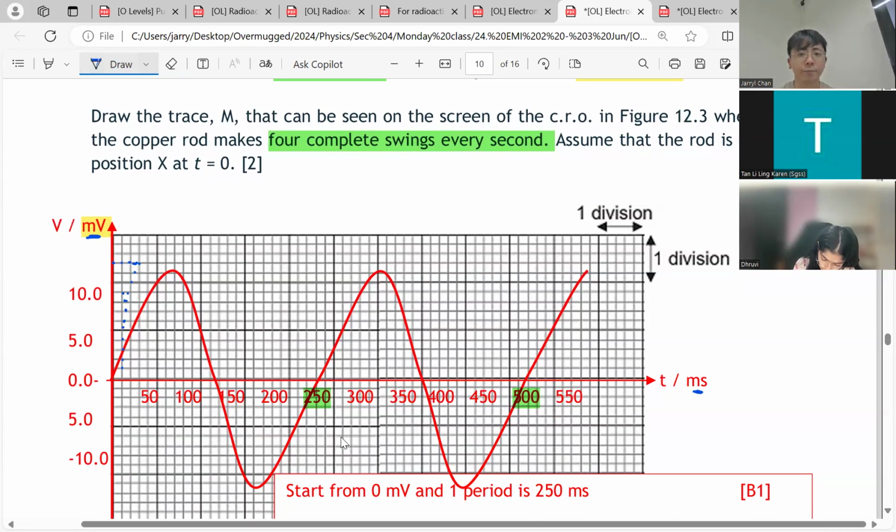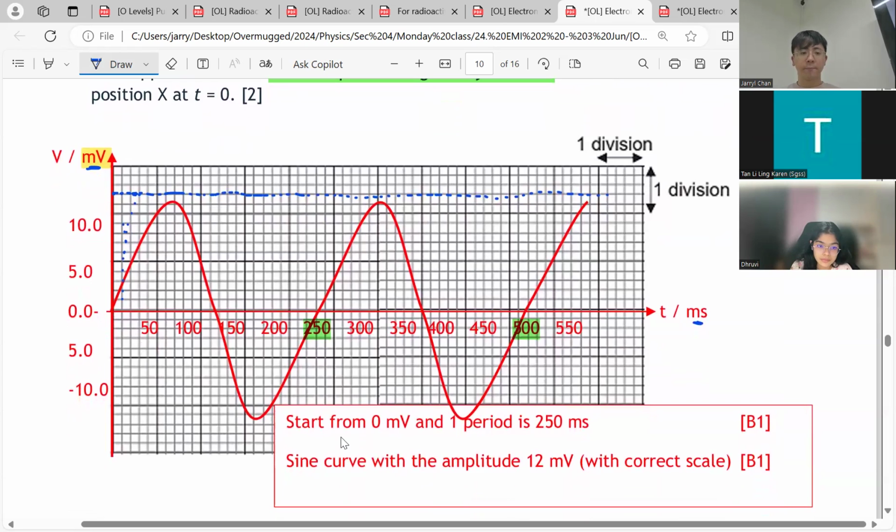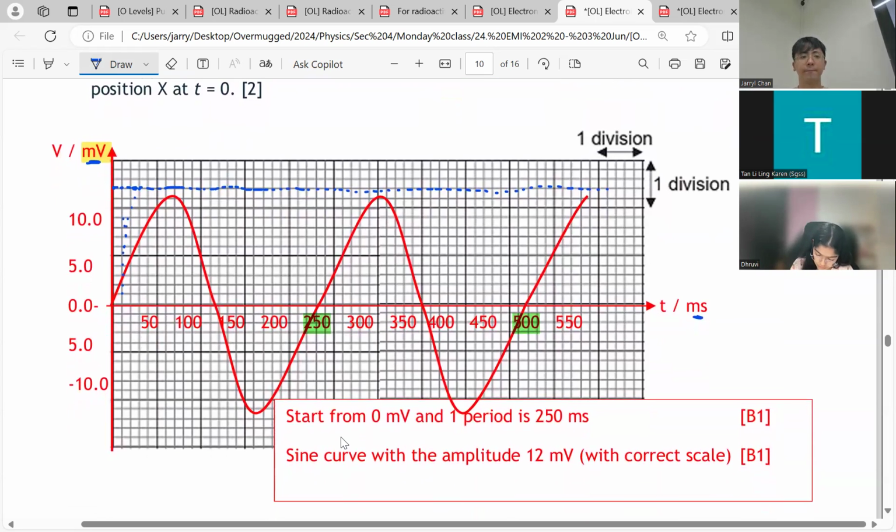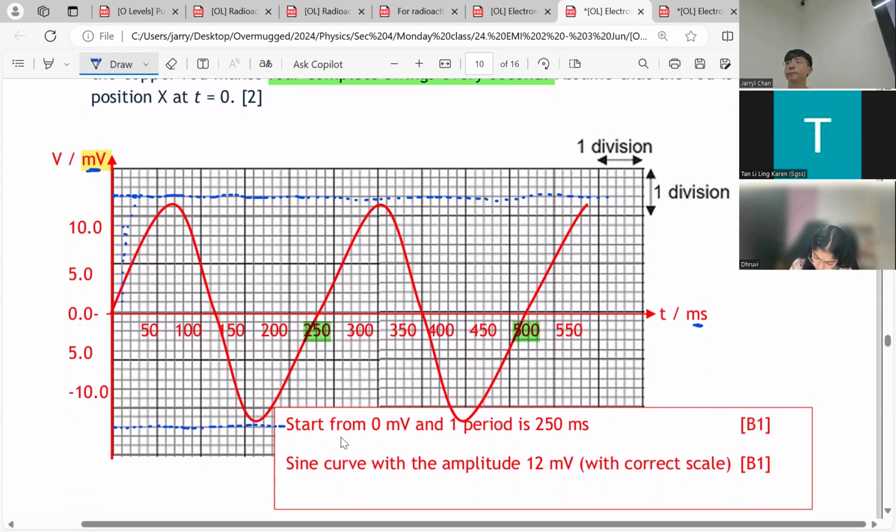Okay, yeah, keep peak voltage a bit off here. Don't take the answer as it is. This dotted line here should be the 12 millivolts. The peak should be all the way until this blue dotted line here. Then this one should be all the way until this line here. So the curve is a little bit too short. It should be peaking at here, all the way to here.